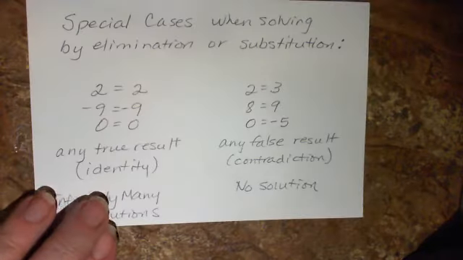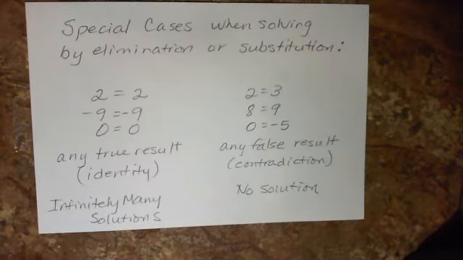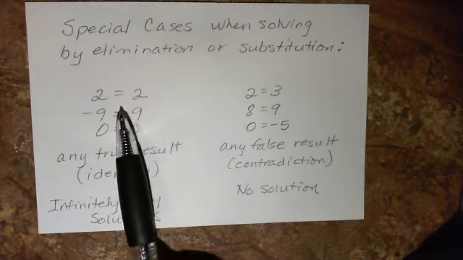So we know that that is a solution of the system. Okay, now we want to quickly talk about special cases when solving by elimination or substitution. Okay, earlier we saw special cases when graphing. We know that parallel lines on a graph have no solution, and we know that same lines on a graph have infinitely many solutions. So what does that look like when we use elimination or substitution?